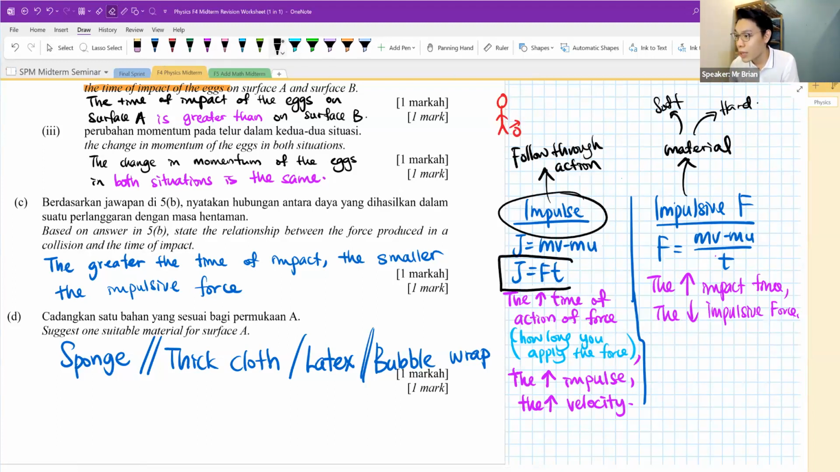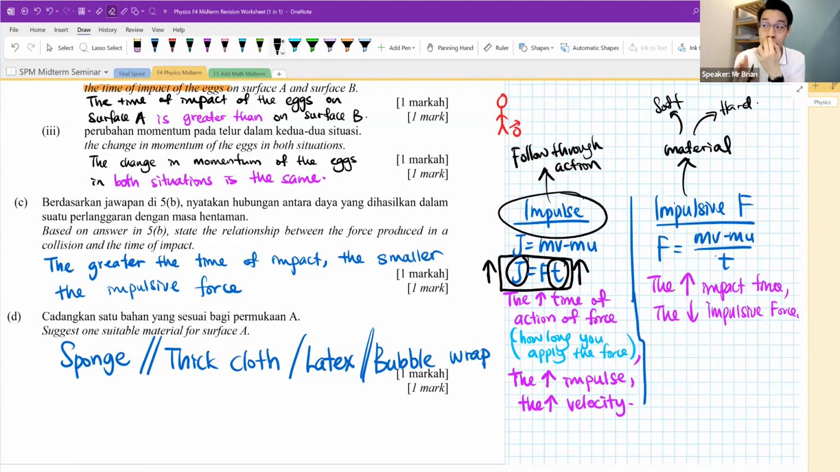So it's actually coming from here. If the time you apply the force onto the ball is longer, your impulse will also increase. Try not to mix the concepts of impulse and impulsive force. The calculation you can mix, but the concept, try to separate it.